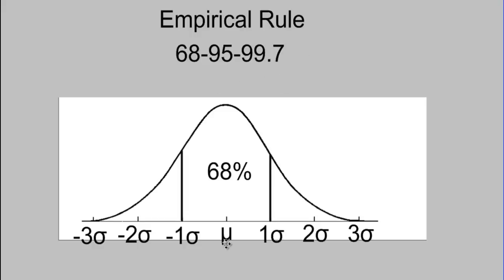With mu being the center of our distribution, or the average, we know that 1 standard deviation to the left and 1 standard deviation to the right of that average, 68% of the population live. Between 2 standard deviations from the mean, 2 to the left and 2 to the right, 95% of the population live. And finally, 99.7% of the population are in between 3 standard deviations to the left and 3 standard deviations to the right of the mean. Let's take a look at what this means in context of our test scores example.